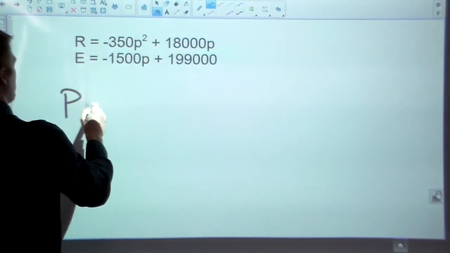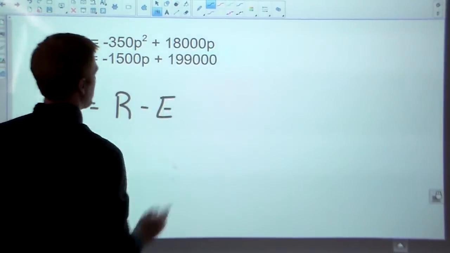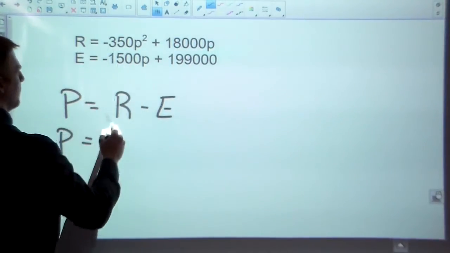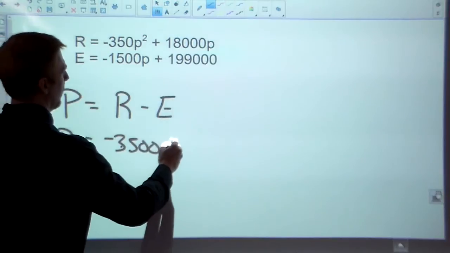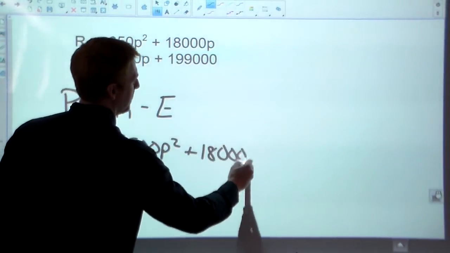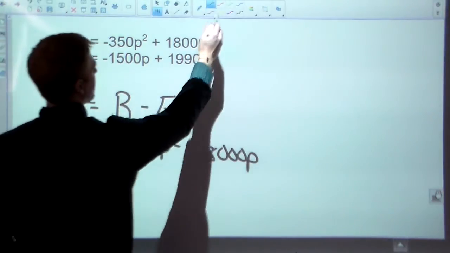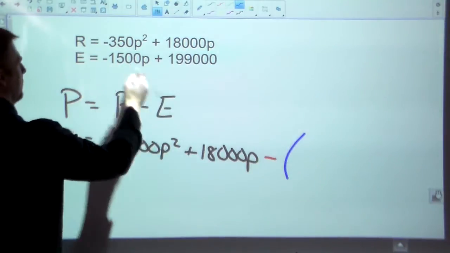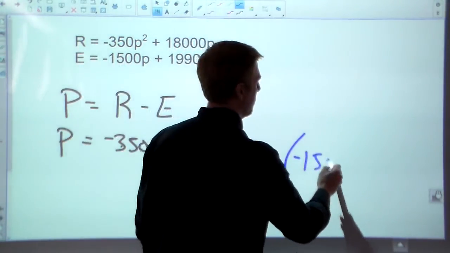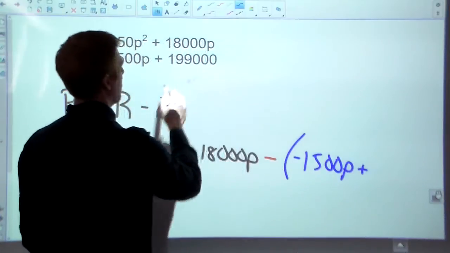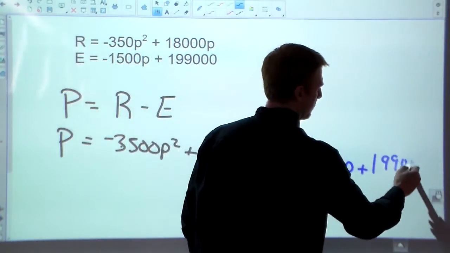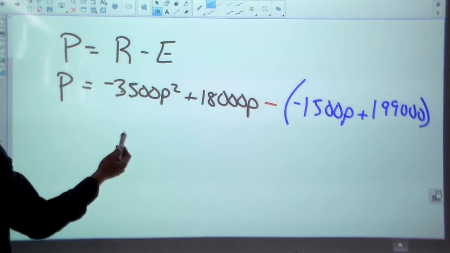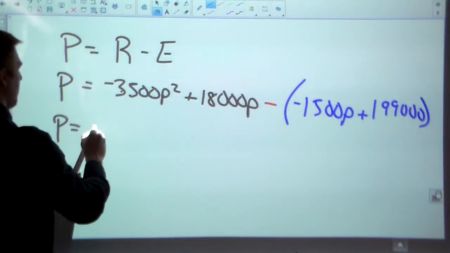So start simple. Profit is revenue minus expense. And it's just going to look more complicated because there's more pieces going in. But revenue, we've got the equation, negative 3,500 p squared plus 18,000 p, minus, I'm going to color code all this stuff out a little bit here, minus your expense equation. This goes in for E, negative 1,500 p plus 199,000. Put commas in there if you want to make it look a little nicer, that's fine. The next step is really just dealing with these negatives. So let's take care of that.